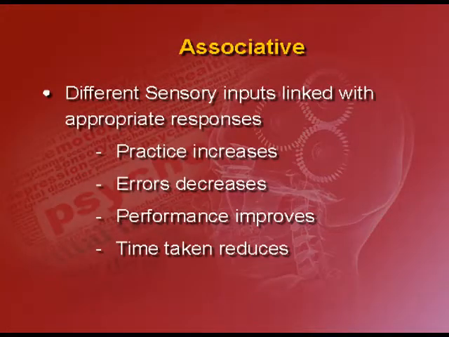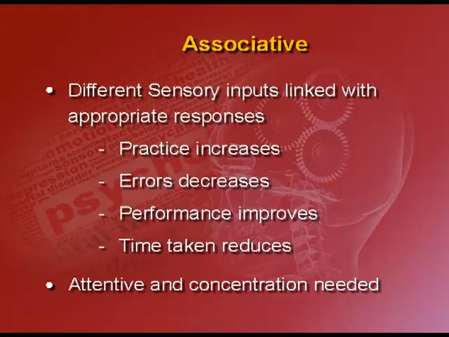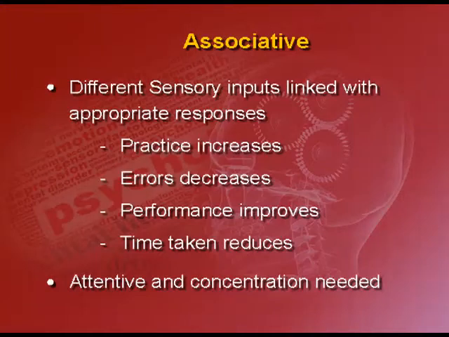The second is the associative phase of skill learning. Here, different sensory inputs are linked with appropriate responses. The learner is supposed to be very, very attentive. Concentration has to be at its peak. Different practice sessions are given, and as practice sessions increase, performance improves, time required to perform decreases, errors also decrease, and the practice continues. Thus, in this phase, you are applying the instructions given to you in the cognitive phase and associating them with the motor learning processes.